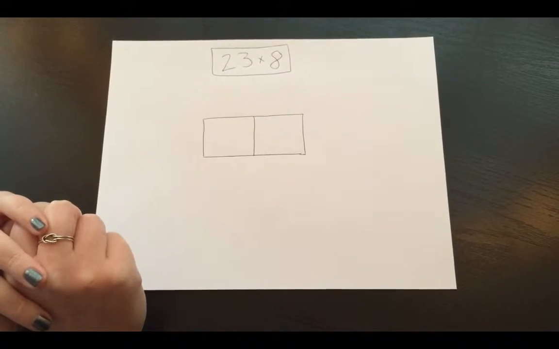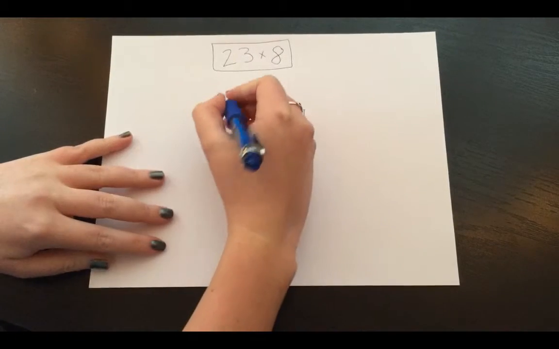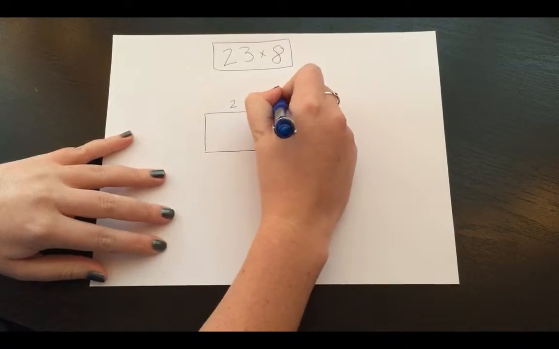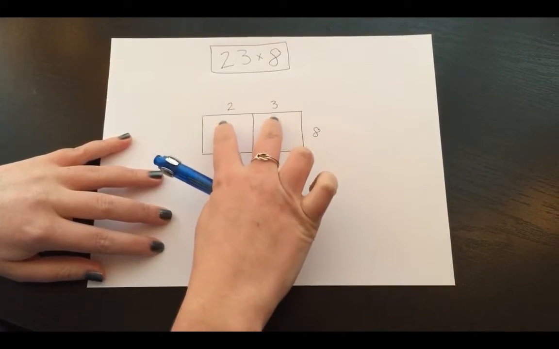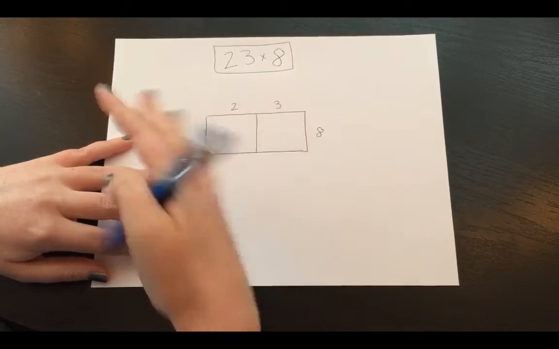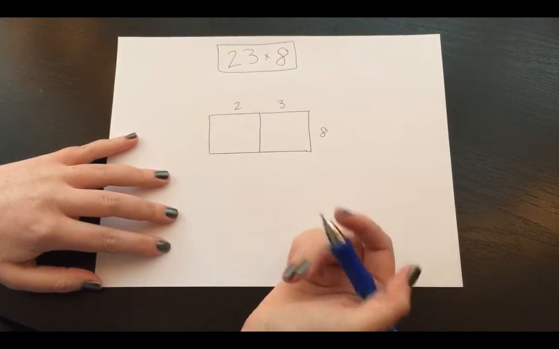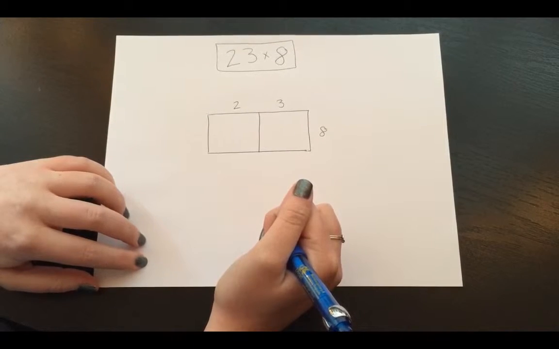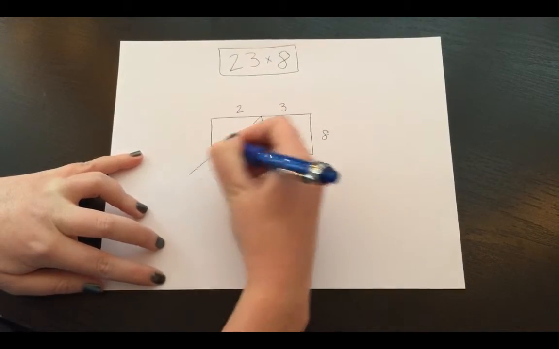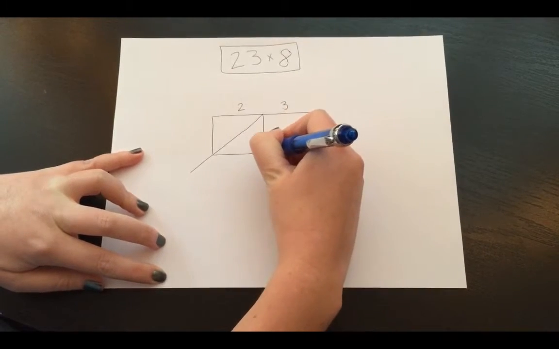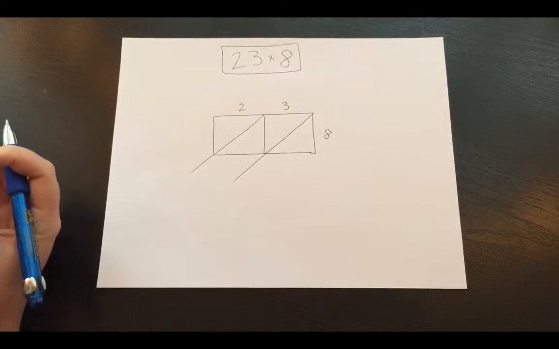The next step for our lattice is to label the sides with each digit of our problem. So we're going to put our 2 and our 3 and our 8 here. We're reinforcing place value with this method in addition to working on the next step in the multiplication process. The last step to constructing our lattice is to create a diagonal line that cuts our cell. It's important to have these extra lines hanging off the end. Feel free to pause the video to construct your own lattice.